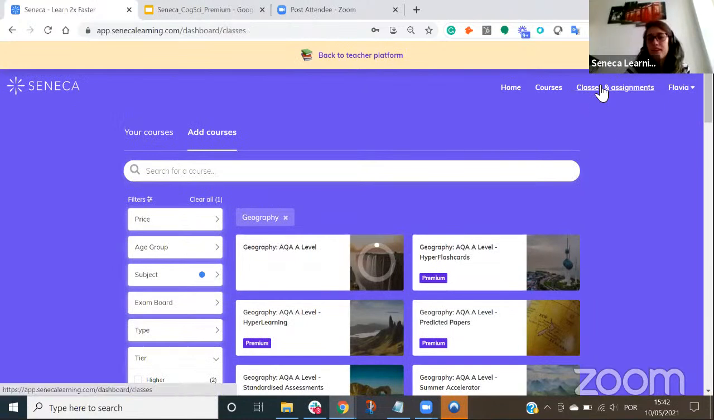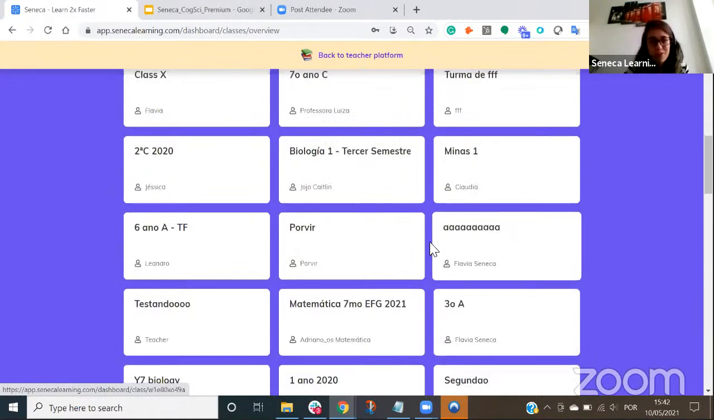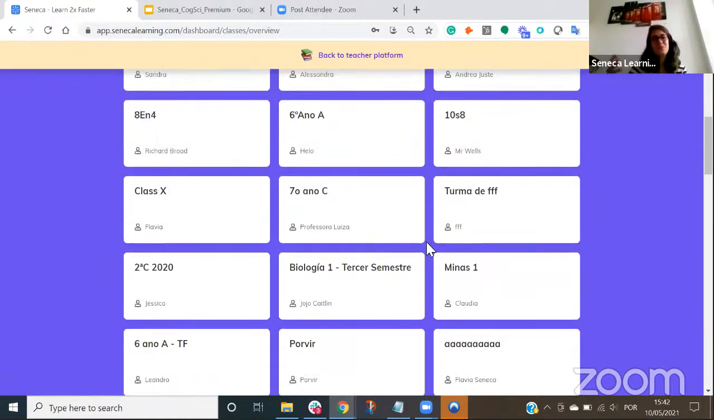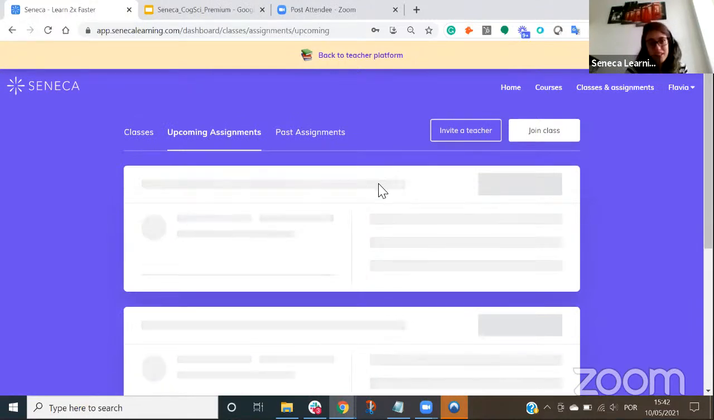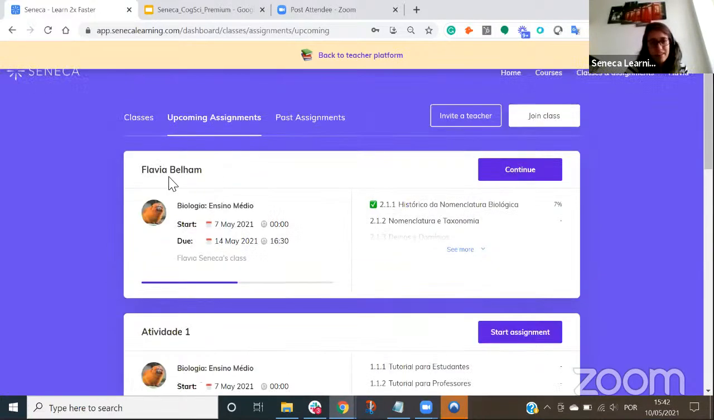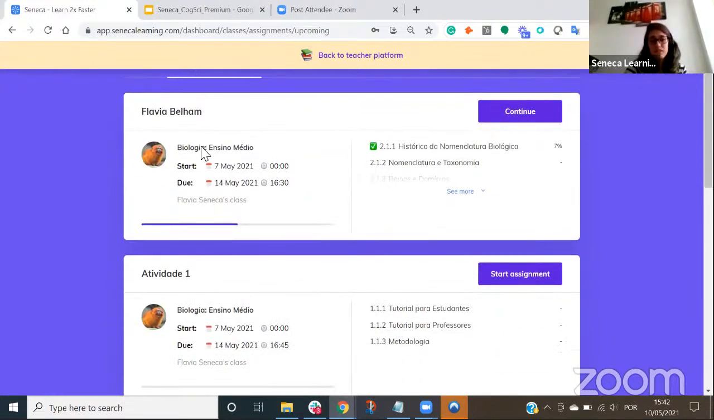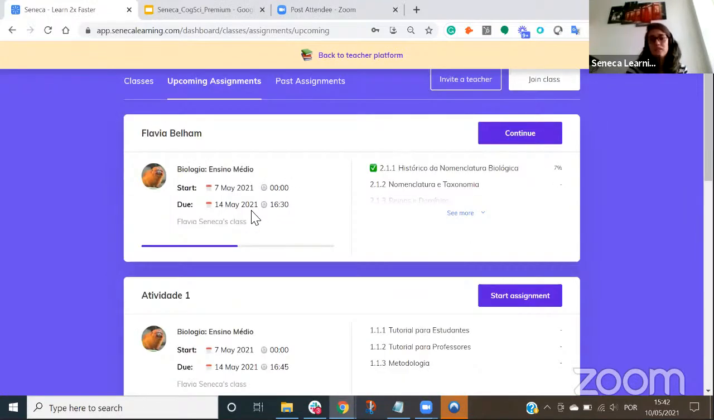Here, if they click on classes and assignments, mine has a little bit of Portuguese because I'm also responsible for Seneca Brazil. So I have a mix of English and Portuguese courses here. Don't mind that. When your students click on classes and assignments, that's where they see the assignments that they have to do. They'll get a list of all the assignments. Again, mine is in Portuguese, but it's the same thing. So basically, they will see the assignment for biology, the assignment for chemistry, the assignment for arts, and then they always have the option.